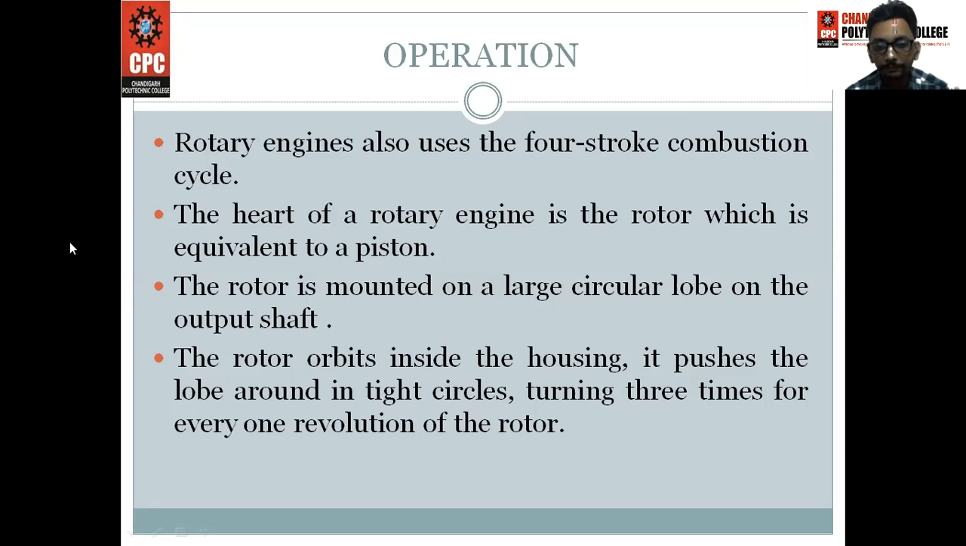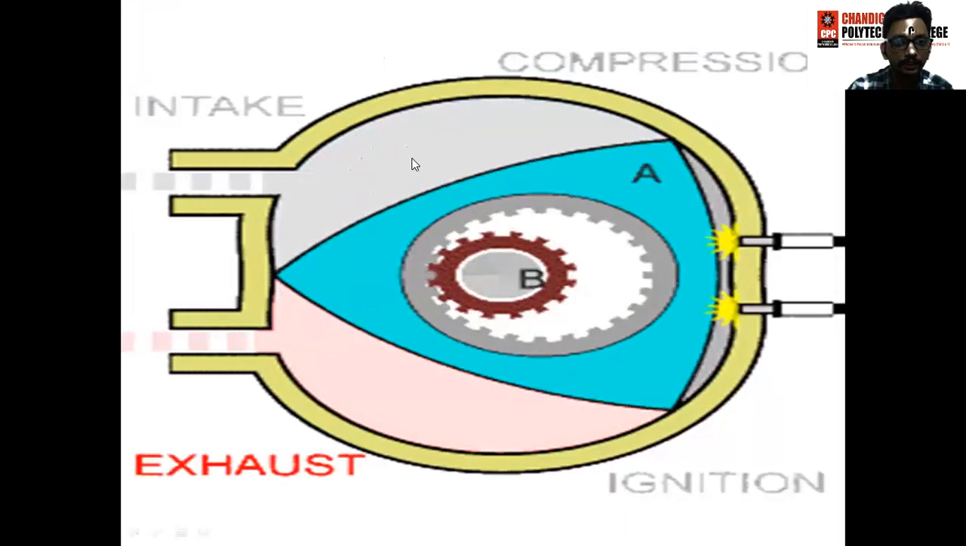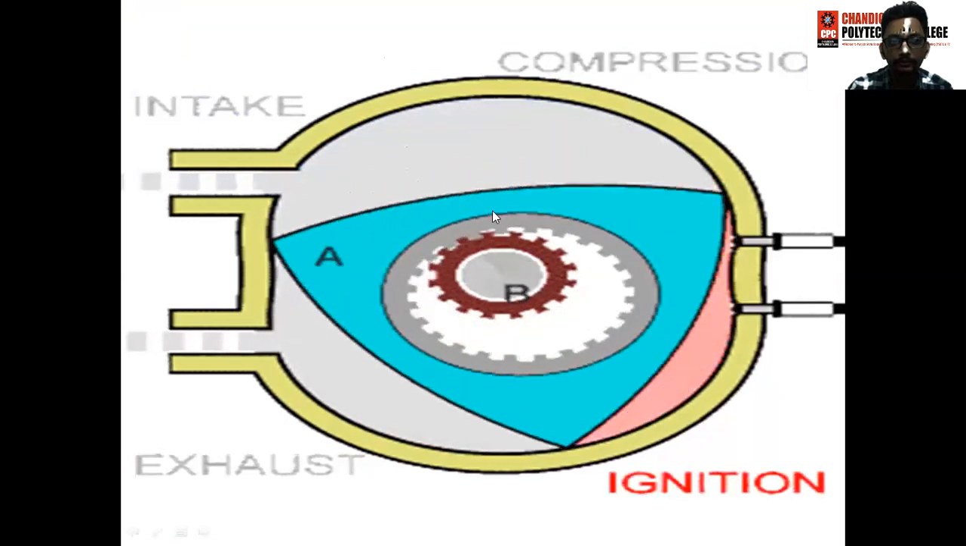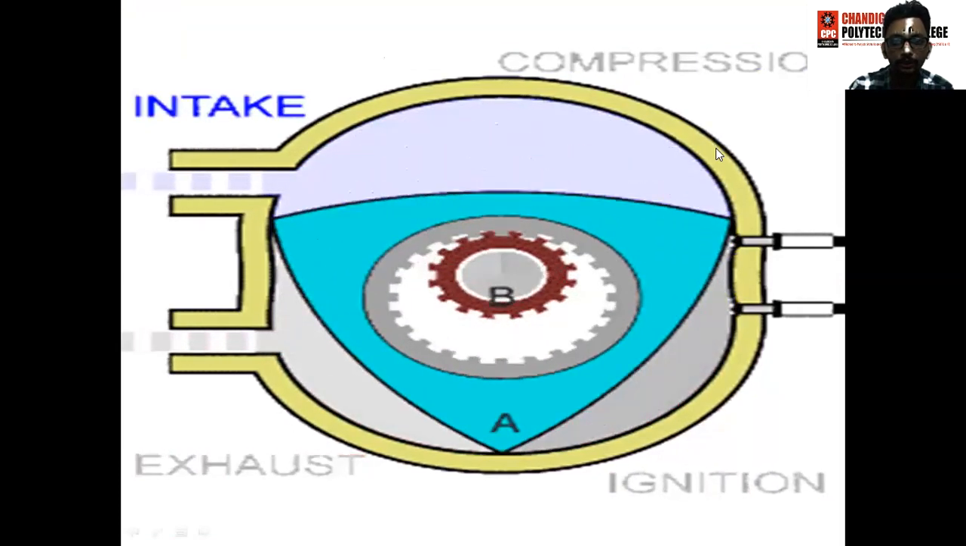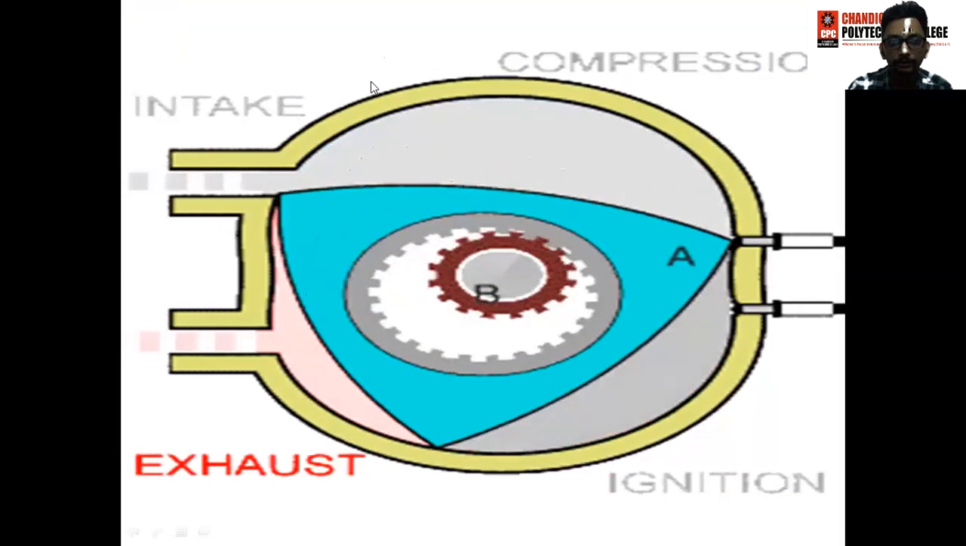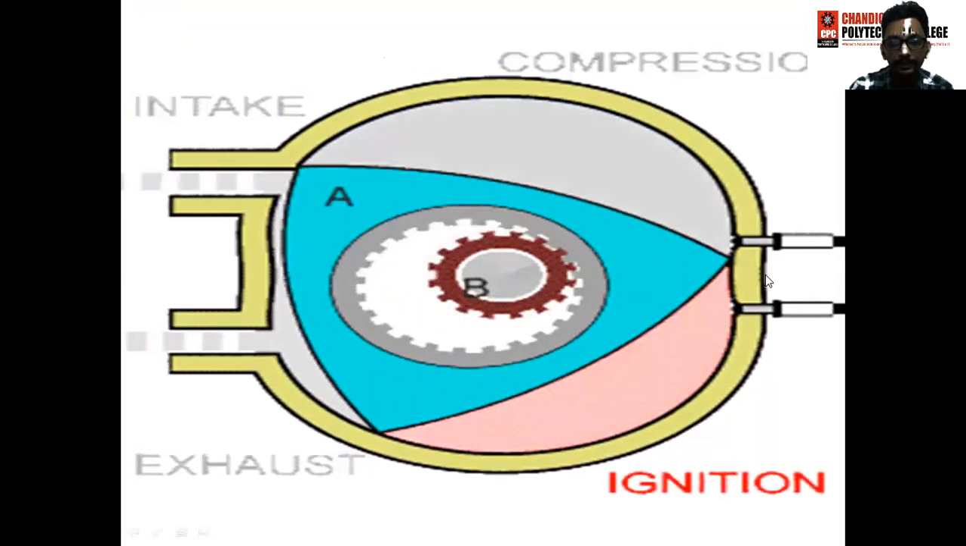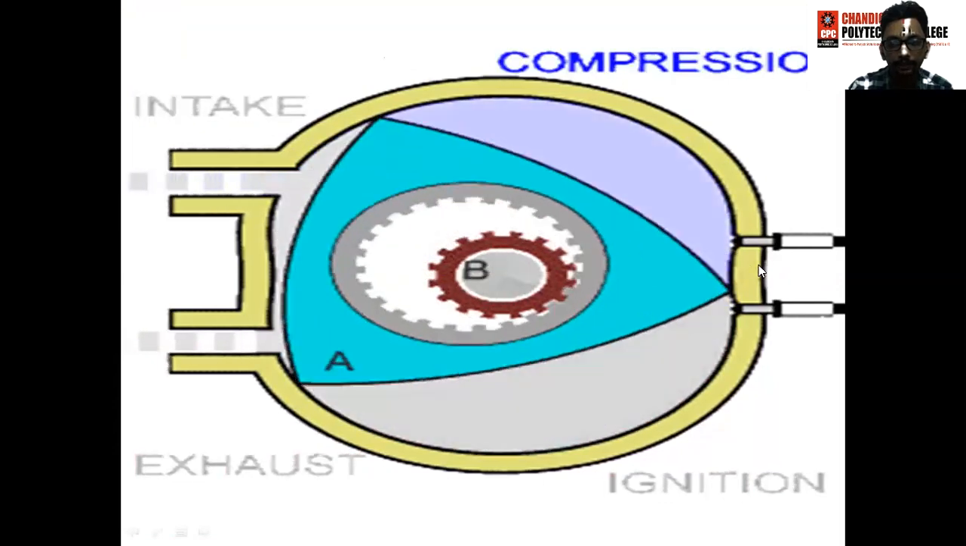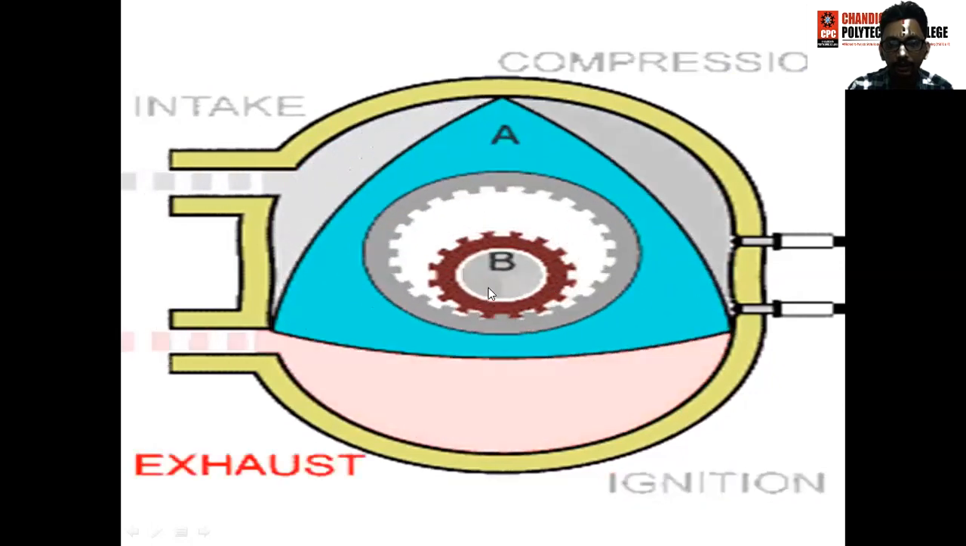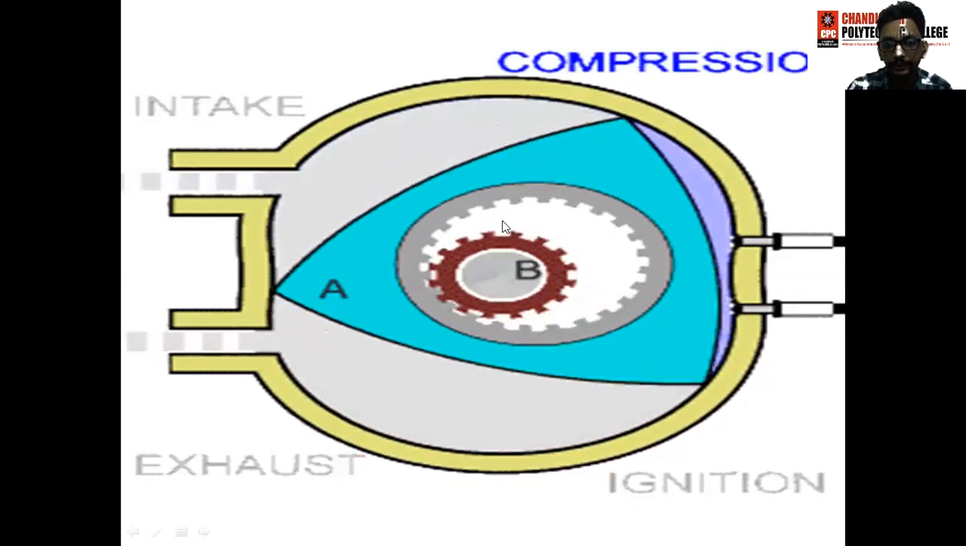The rotor orbits inside the housing. It pushes the lobe around in tight circles, turning 3 times for every 1 revolution of the rotor. This is another diagram of a rotor moving in the housing. We also discussed the housing shape, the oval shape, and the spark plug connected in the center of the housing, and the rotor moves eccentrically on the lobes. Look at the eccentric movement of the rotor on the lobes.